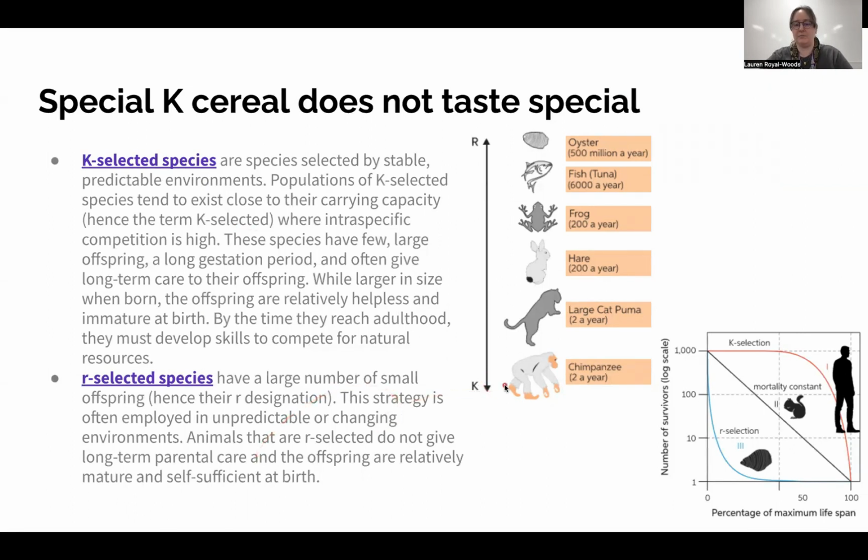Again, it's how many offspring can we make? Chimpanzees can have 2 kids a year. Large cats can have 2 litters a year, not always, keep in mind. Hares, 200 a year. Cats and dogs are up in here too. Frogs, 200 a year. Tuna, 6,000 kids a year. Oysters, 500 million a year, but only a few live to be an adult. So interesting. So again, you'll see, the ones that put out more and more kids are R-selected, and the ones with less and less kids are K-selected. So see how it's come right back to itself?